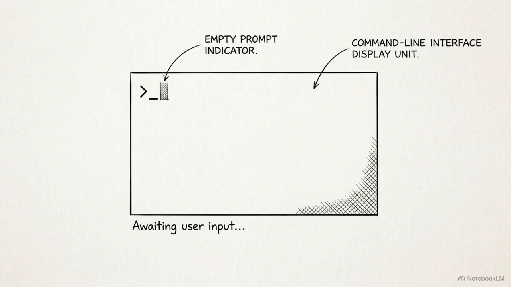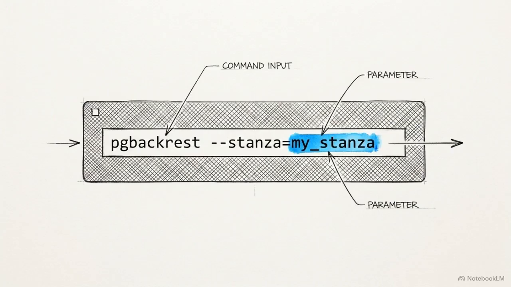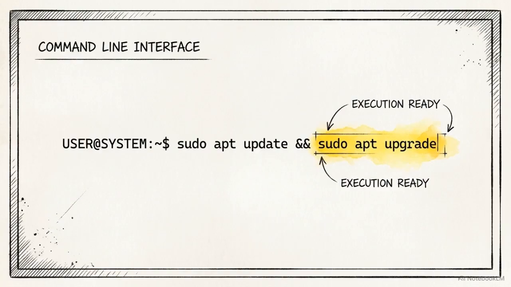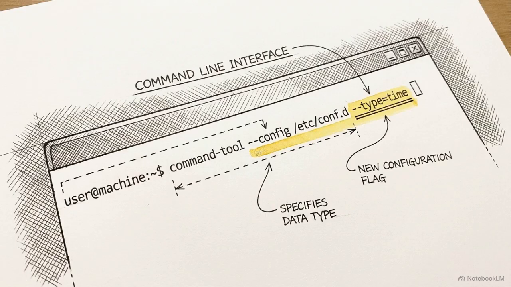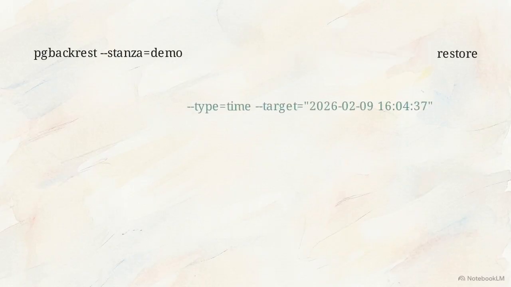With the data directory empty, we initiate the recovery using the primary pgBackRest restore command framework. By appending --type=time, we instruct the system to abandon a full recovery in favor of a targeted chronological stop. Applying the --target parameter and pasting our recorded timestamp locks in the precise destination.